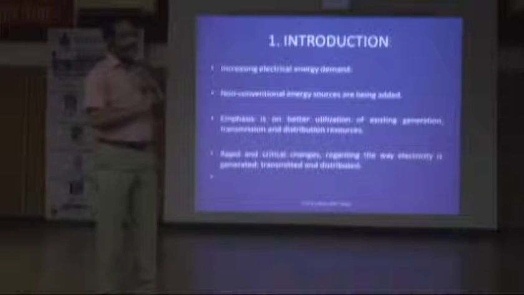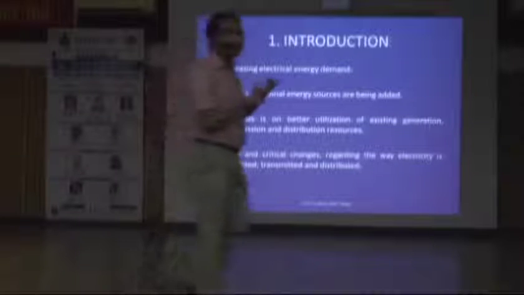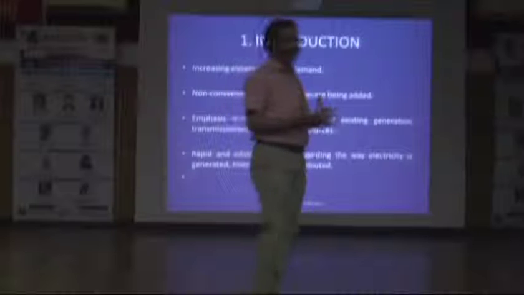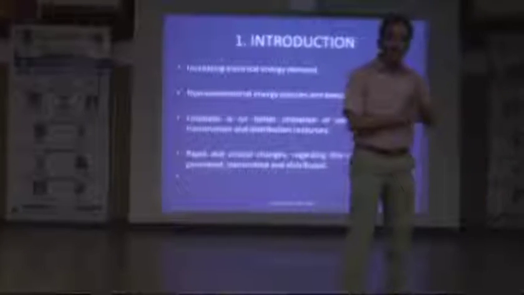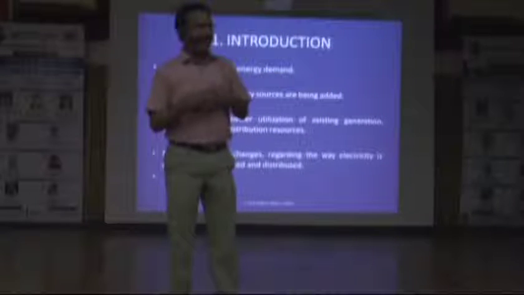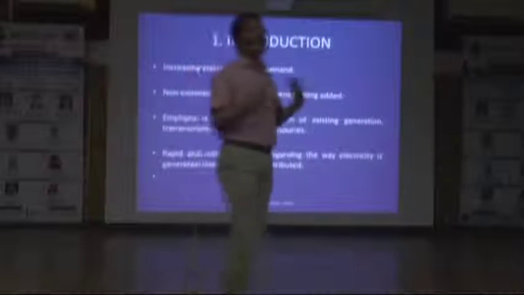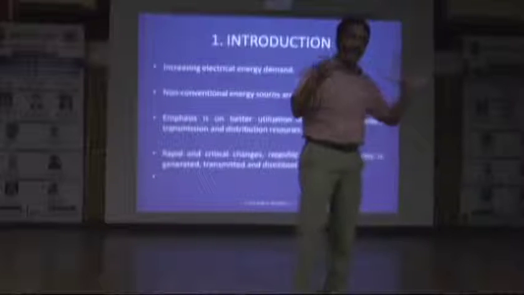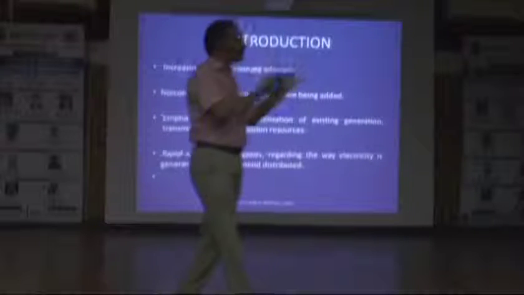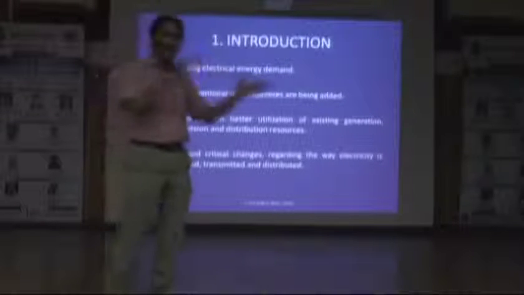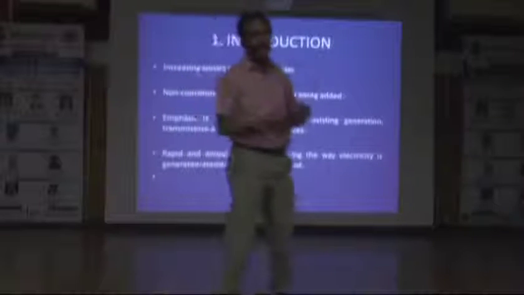Number one, better utilization of existing infrastructure. Whatever you have, try to use it optimally. Number two, improve technical efficiency of the system. Number three, improve commercial efficiency of the system. These are two different aspects. Commercial efficiency is related to business. Technical efficiency is related to your system. So then there was an effort to improve technical efficiency and commercial efficiency both.